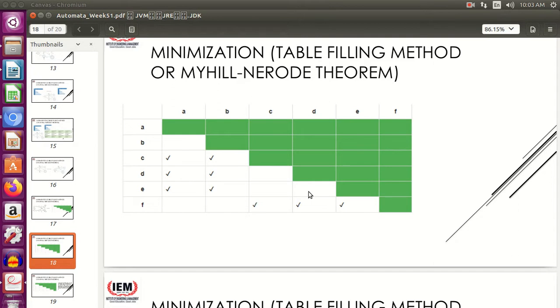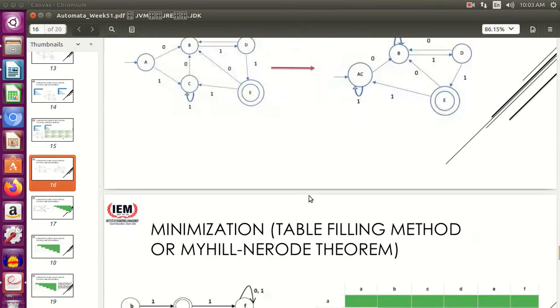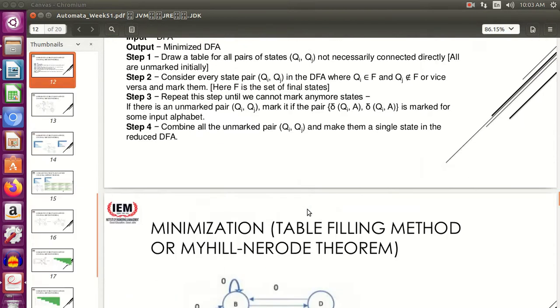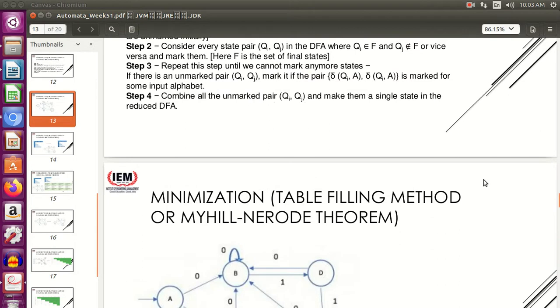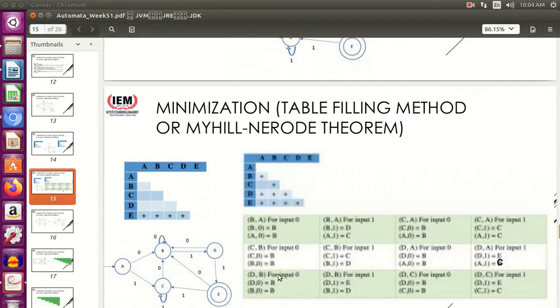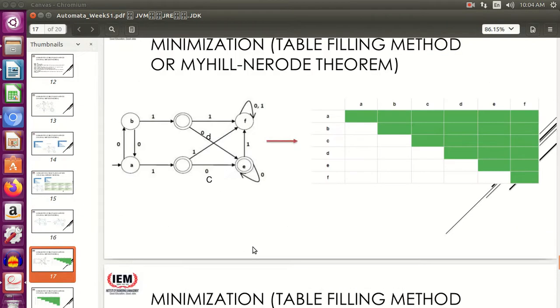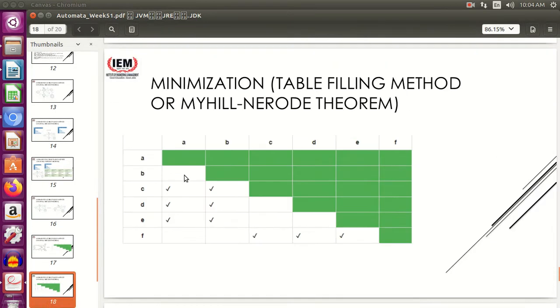So I think it is because the last step is not very clear: combine all the unmarked pairs and make them a single state in the reduced DFA. Can we combine more than one state? Logically we can combine it here, because by looking at the DFA it can easily be combined. I think it is possible, it won't be a problem. Yeah, it is possible.